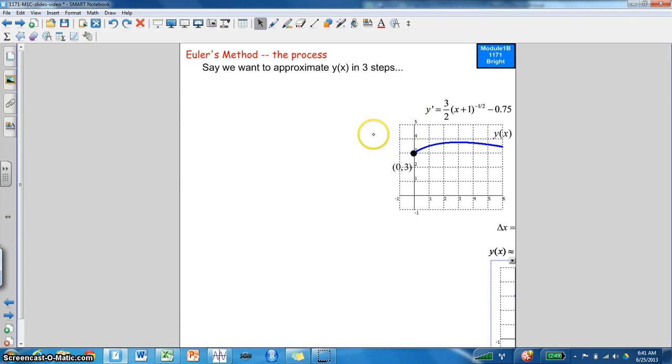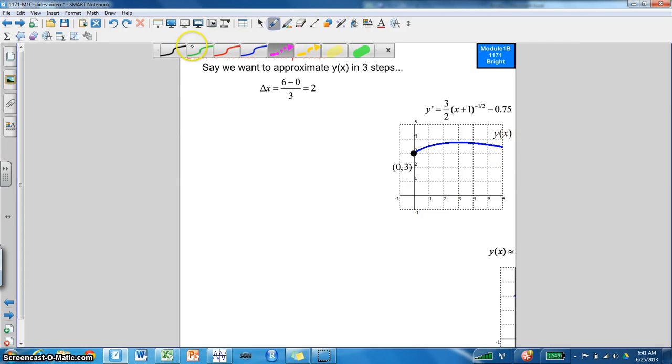So let's say we have this function over here. We want to approximate it in 3 steps. So that means if I were to compute my delta x, well, I take my final x value, 6 over here. I can make a little dot there. So a little dot at 6, and then subtract my initial value of x, 0, and then divide by the number of steps, which is 3, and I get a result of 2.